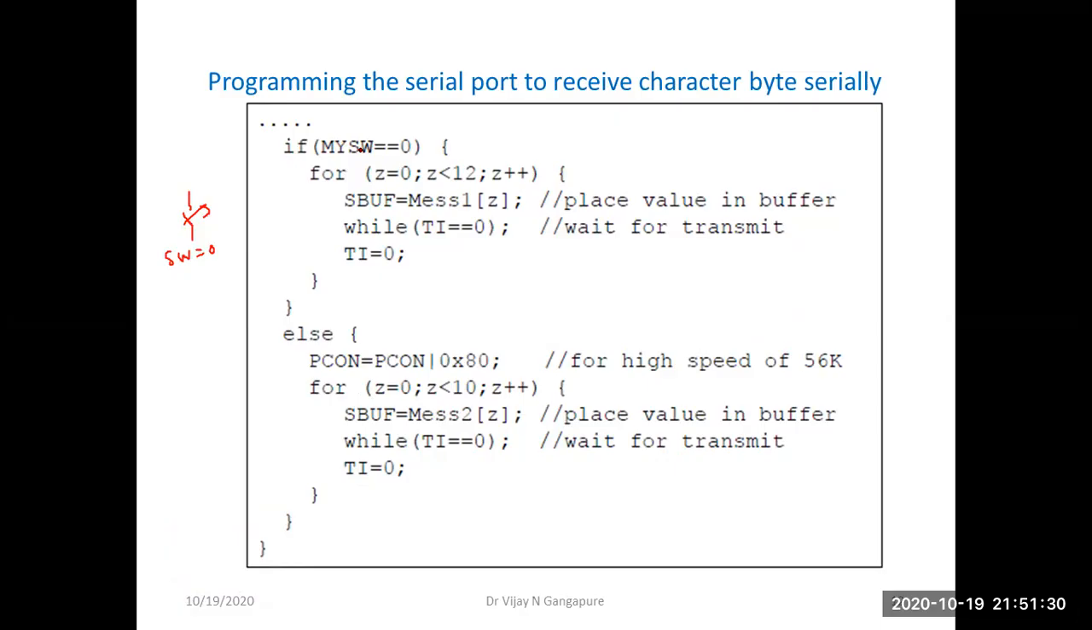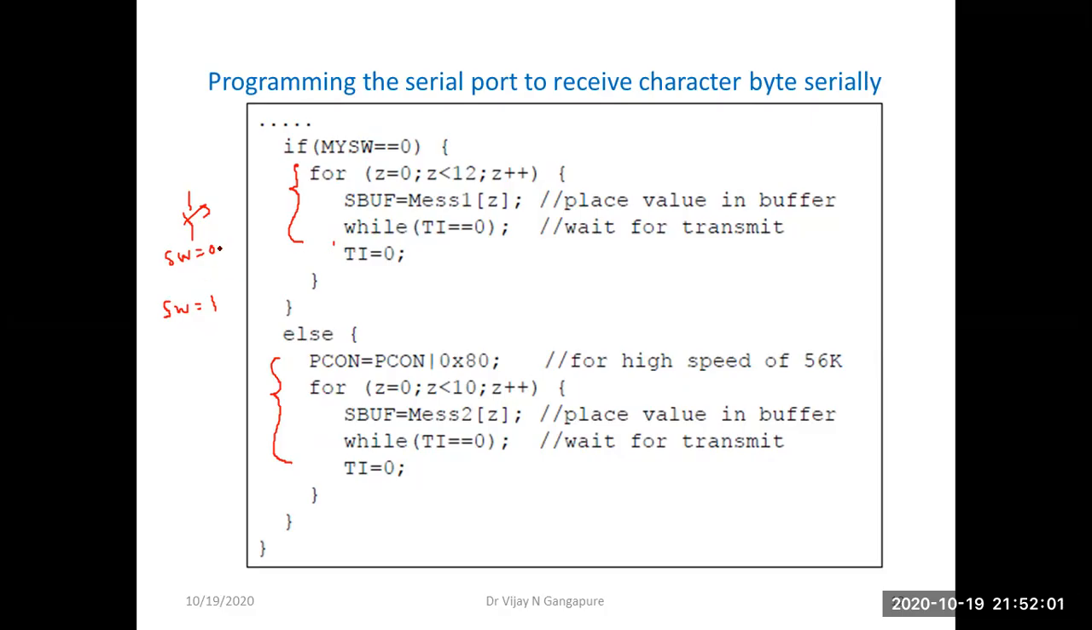So if the switch is on, my SW will be equal to 0, then this part of the program will be executed. And if this switch is not on, means it is off, means SW is equal to 1, then this part of the program will be executed. So this is a simple if else statement. It is checking a condition. If this condition is true, this part of the program will be executed, and if it is false, this part of the program will be executed.